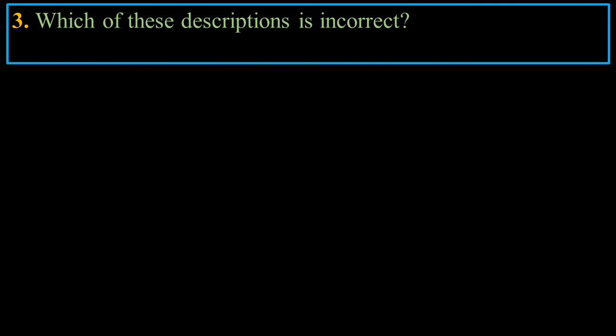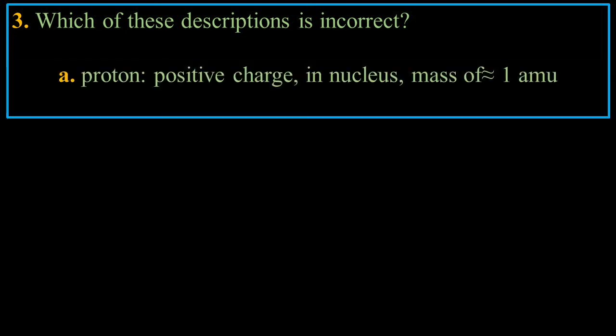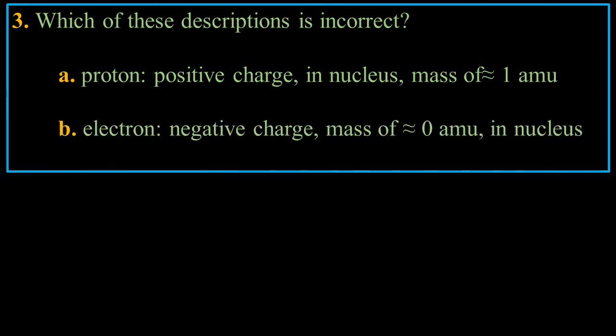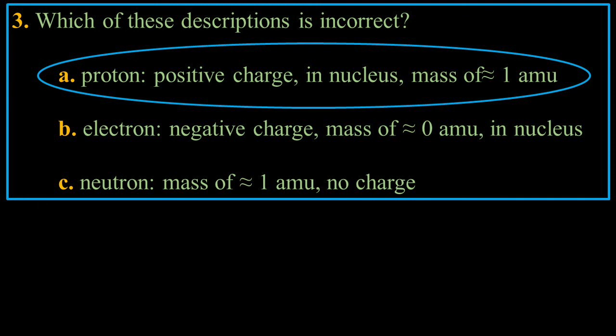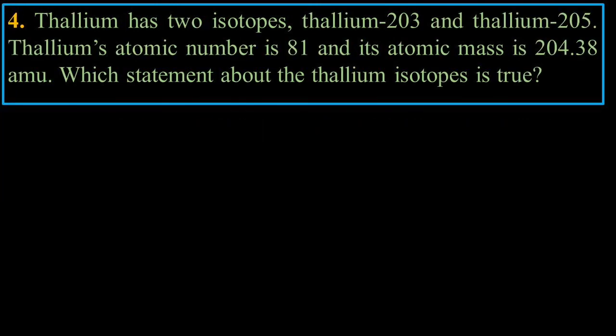Which of these descriptions is incorrect? A, proton: positively charged, in nucleus, mass of approximately 1 amu. Electron: negative charge, mass of approximately 0 amu, in the nucleus. Neutron: mass of approximately 1 amu, no charge. And it would be A, proton positive charge in nucleus, mass of approximately 1 amu.